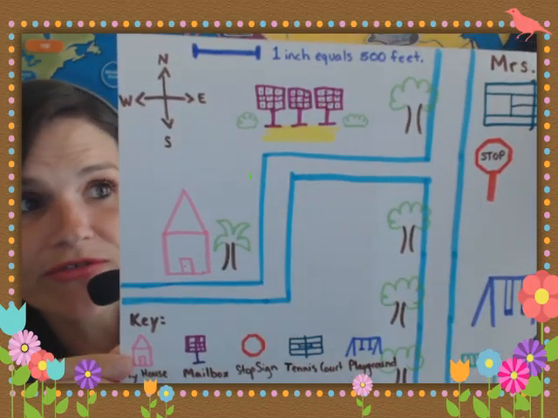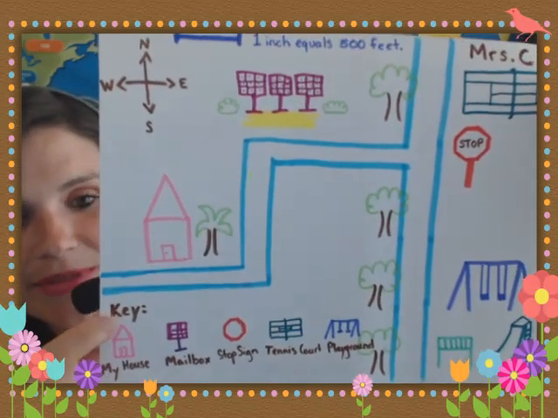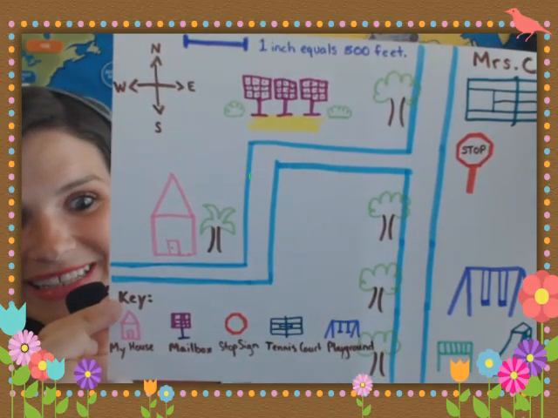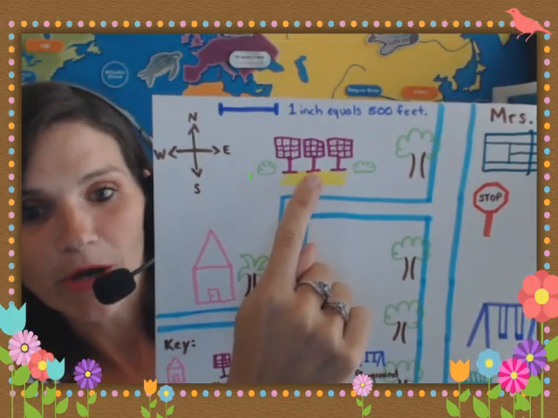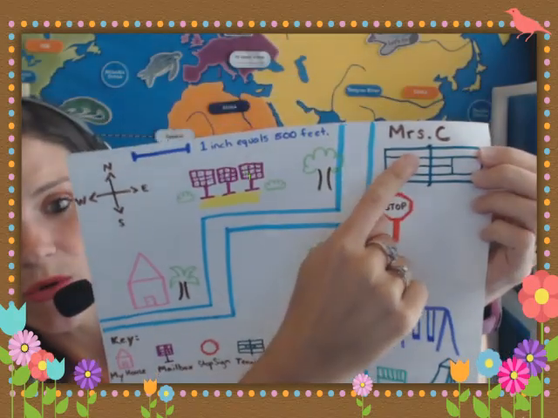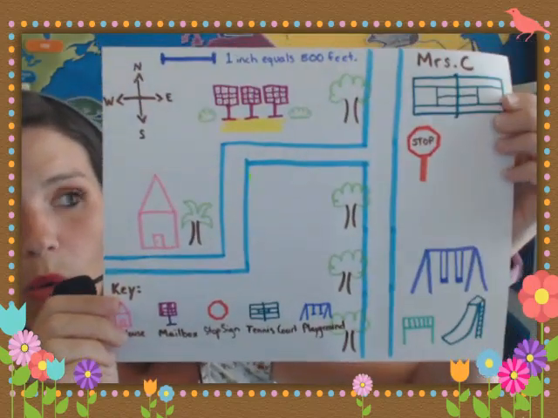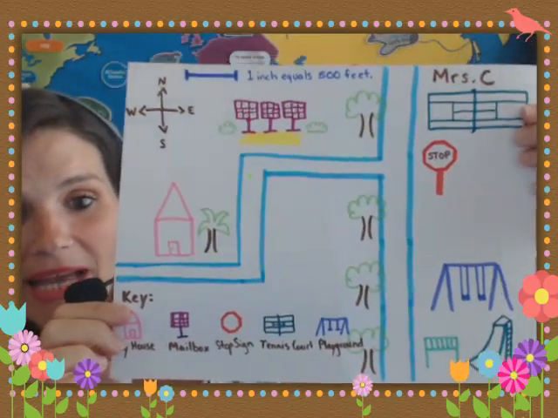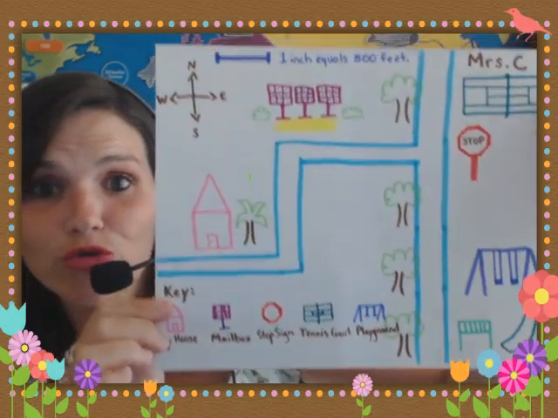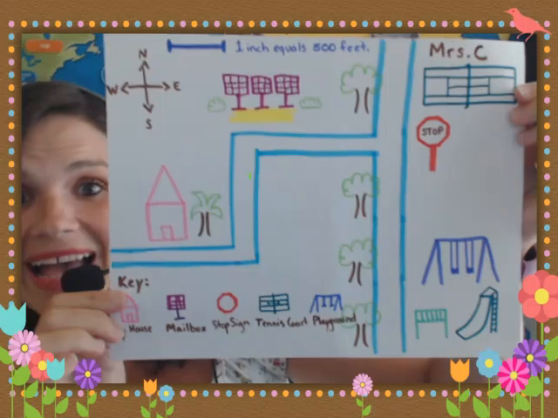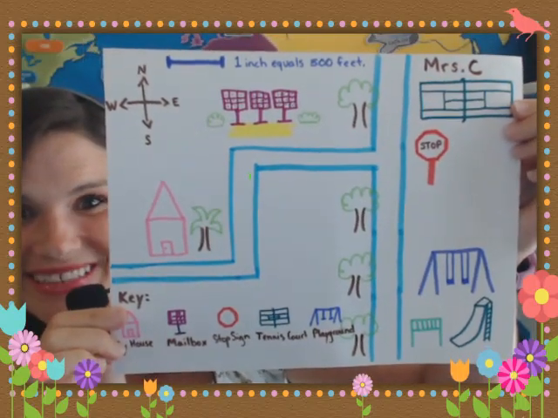And then I included a few different locations. And how do we know what those locations are? Something special I included down here called a key. We'll look at that in a moment as well. So here are some of the locations on my map. I have mailboxes, I have some tennis courts, I have a stop sign, and I have a playground. So once you are finished with your map and you've got some different locations added, you're going to need to give directions to your learning coach and tell them how to get to one or more of those locations.